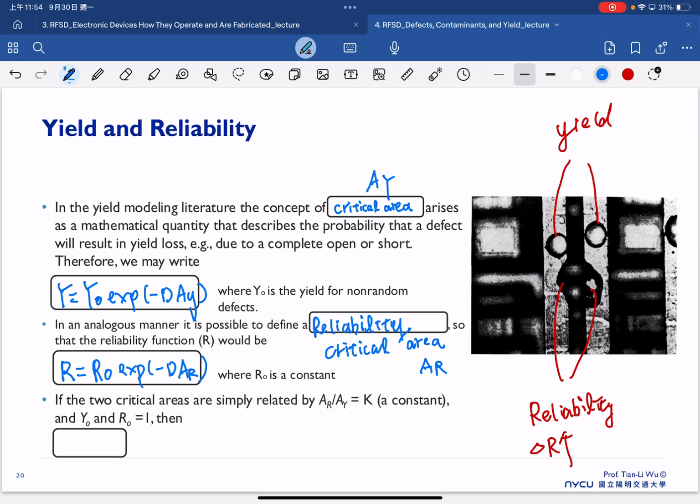AY is an area that will cause a yield issue. For example, in this case, the area that will cause the yield issue is just this one. As long as the defect is larger and extends beyond this area, that will cause a yield issue. But for reliability, you have a defect here, but in the end your interconnection line is still functional. So it will only cause a reliability issue, but not a yield issue here. So then we can correlate these equations. There will be a certain correlation between AR and AY, because AY is here, AR is here, so you can guess there must be a certain correlation. Here we just call K a constant, and therefore R is equal to Y to the power K.